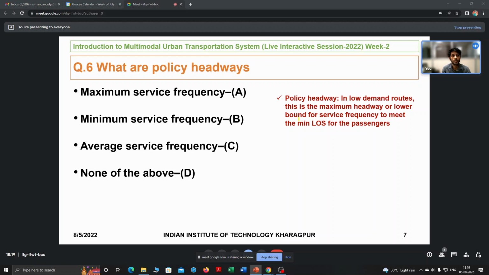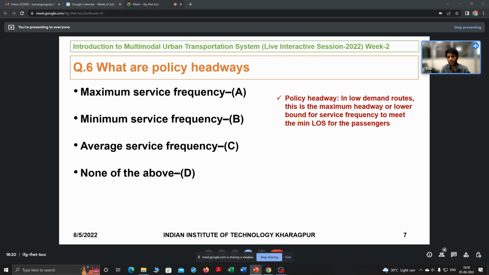The waiting time is very high. So the policy headway is restricting that. Policy headway is a kind of threshold that, in an hour, maybe you should provide 3 services at least, even if the demand is low. So that's what a minimum policy headway is, right?